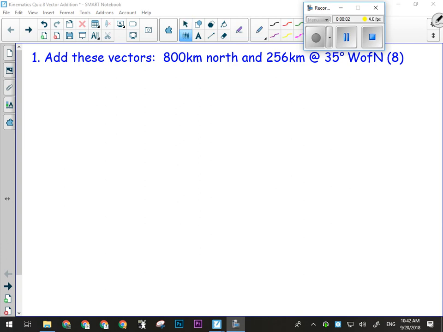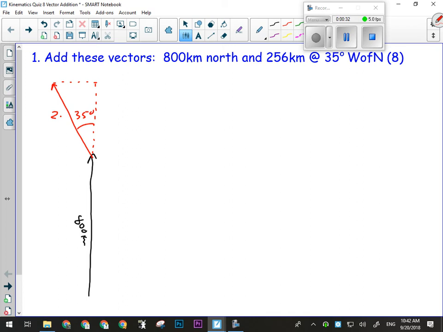So for question number 1, our diagram, guys, for question number 1, we have an 800 kilometer due north vector. And then we have another vector that is going 35 degrees west of north, 256 kilometers. So this will be its y, this will be its x, and then we will have our resultant, which will look like that.